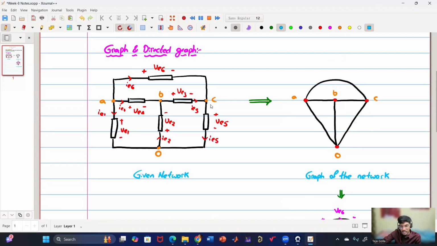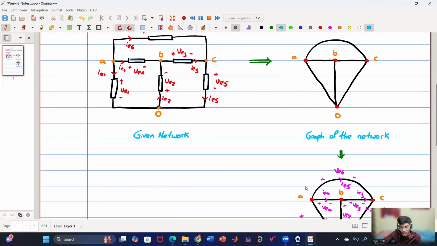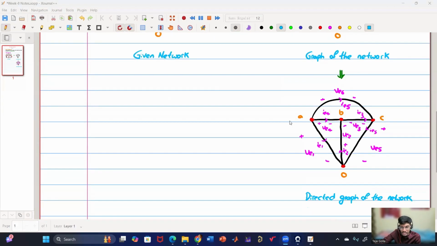So looking at this, I can redraw this circuit, right? I will be able to redraw this circuit from this. However, I cannot do the same from this circuit. So this is just a basic skeleton. This has the information. So is this clear? Directed graph.